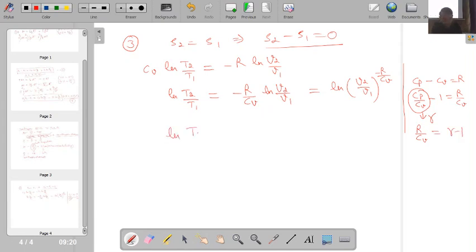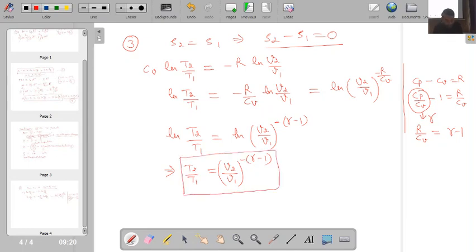So from here I can say ln of T2 by T1 equal to ln of V2 by V1 whole power minus of gamma minus 1. Now I can take anti-log on both sides. If I do so, I will get T2 by T1 equal to V2 by V1 power minus of gamma minus 1. So this is one important relation which I am getting over here. Is this point clear? Say this is my equation number 5.